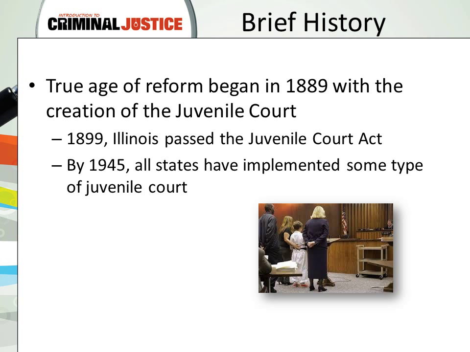The true age of reform began with the establishment of juvenile courts. In 1899, Illinois passed the Juvenile Court Act, which basically said that we're going to treat juveniles differently than adults. They had a whole separate court system from adults. The terminology is different. We're going to get into that later on in the chapter. The goals are different. By 1945, all states implemented some sort of juvenile court system, including California.